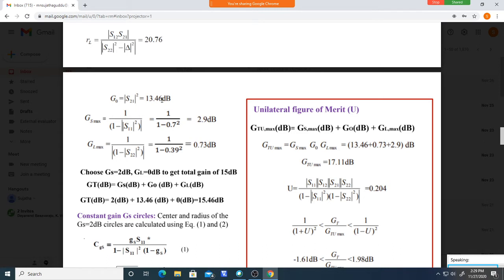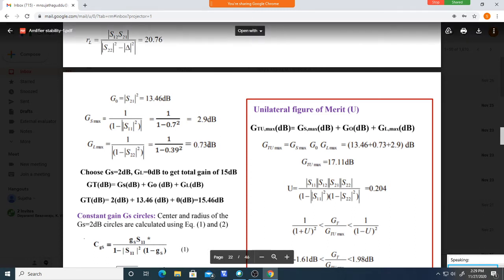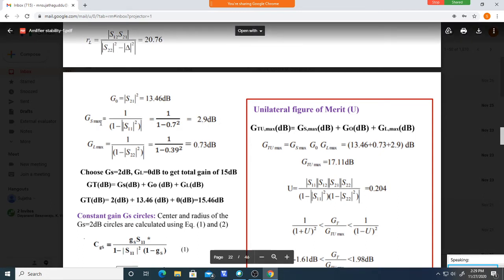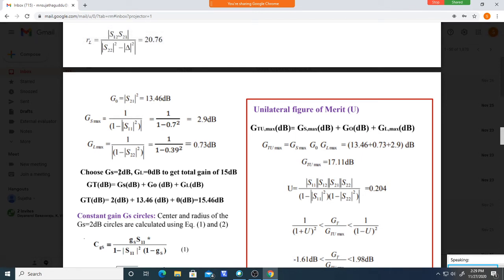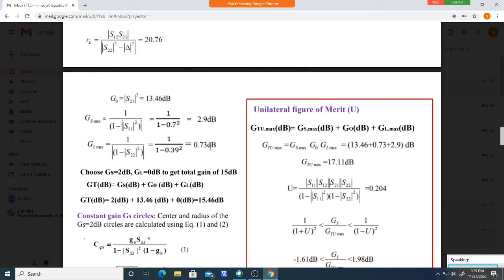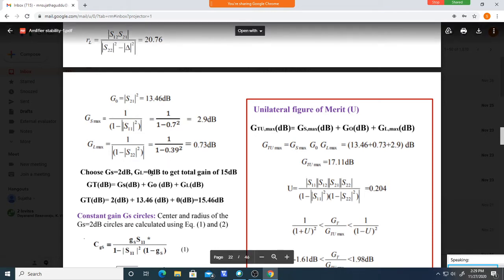That's why you can take 2 dB in total. You cannot take 1 dB from each of them. 1 dB you can take from GS, but 1 dB you do not get from GL. So we took GL as 0 dB only. But 2 dB is available from GS itself, the input matching network, because 2 to 2.9 is the maximum. So you take that as 2 dB here. GL is taken as 0 dB because 1 dB you do not get. 0.73 itself is the maximum, so you keep it as 0 dB only.